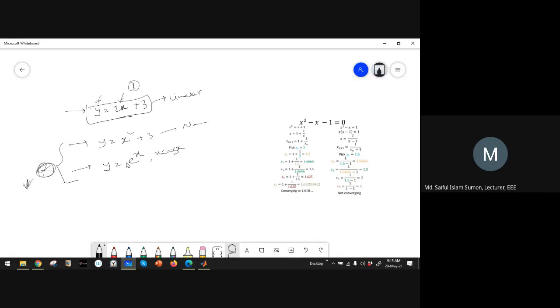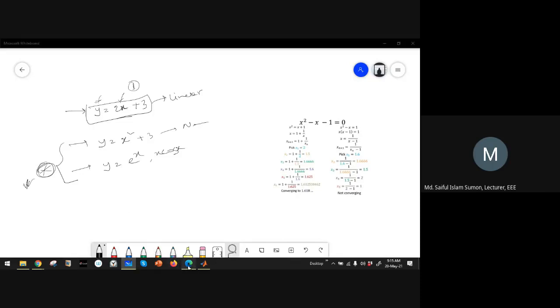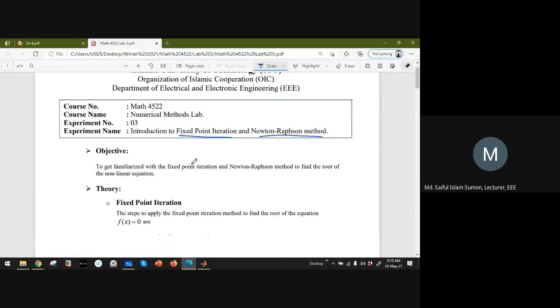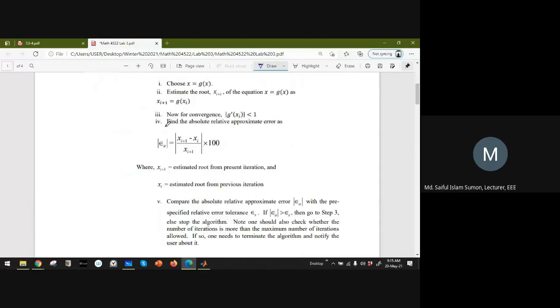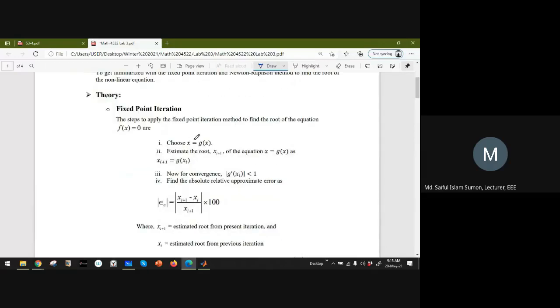And today we are going to learn two methods. The first one is the fixed point iteration method. Here the steps have been given for how we get the solution with the help of the fixed point iteration method. The steps are very easy, but one example will make it clearer, so I am directly going for one example.